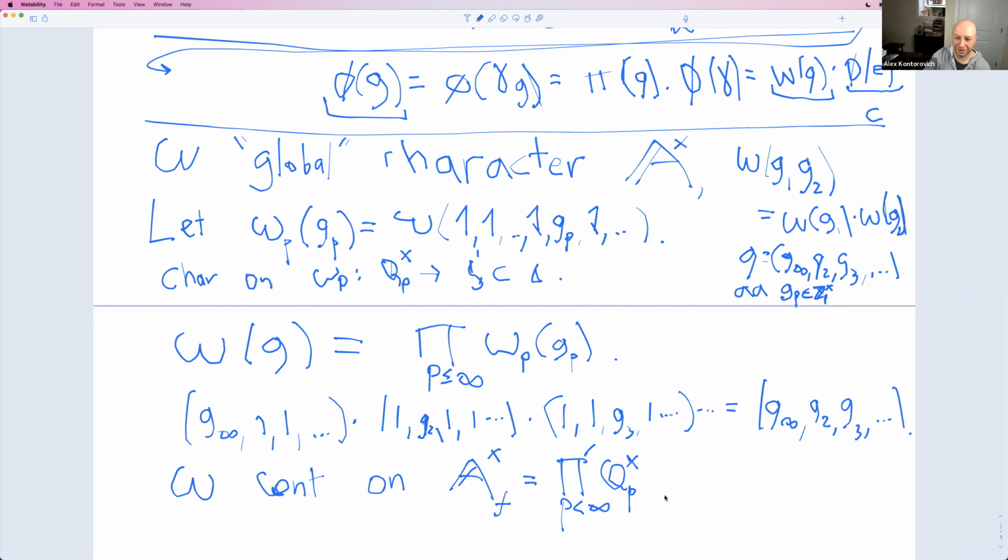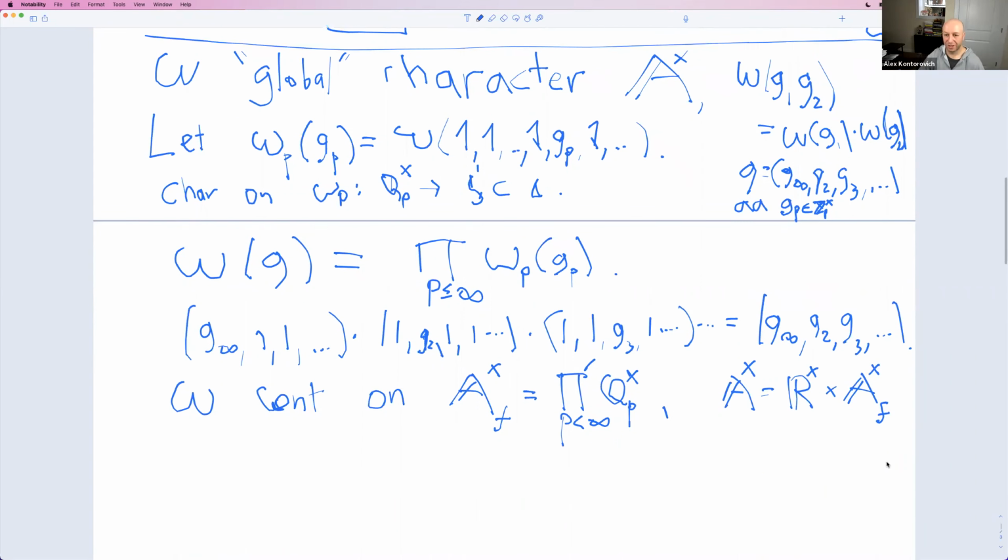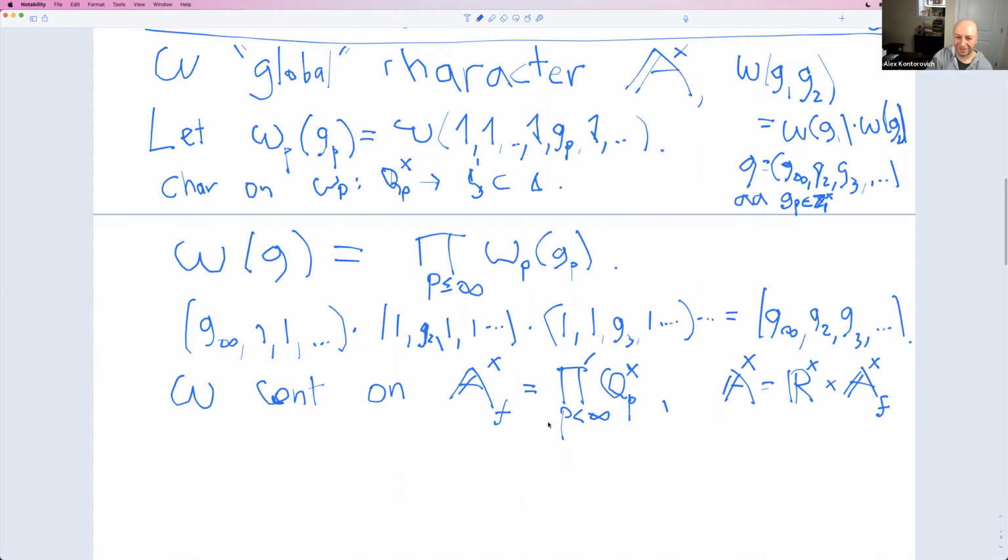Okay, so the adeles themselves are the multiplicative reals cross the finite adeles. This allows you, you're saying, to use multiplicativity a countable number of times, right? That's right. So these are, let me just put here, the finite adeles.